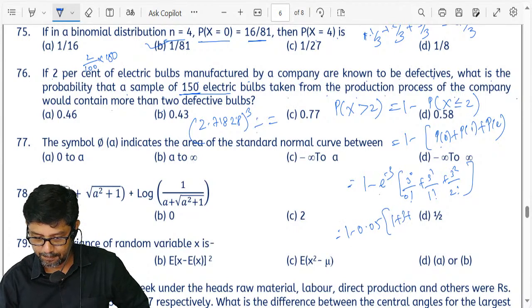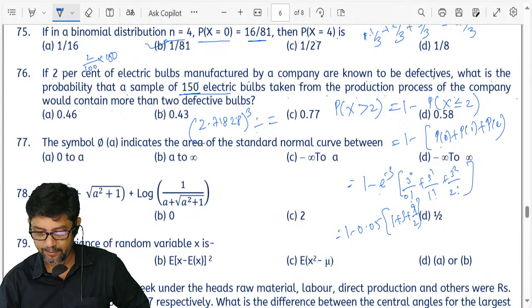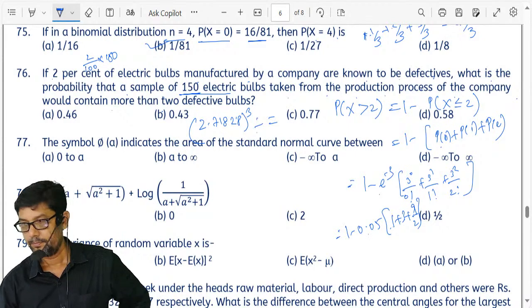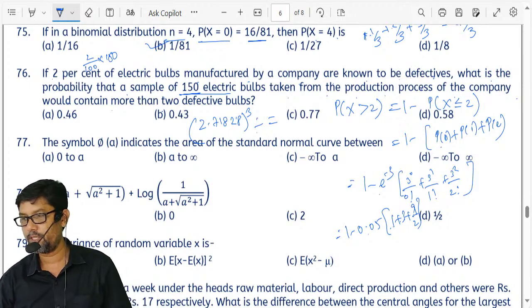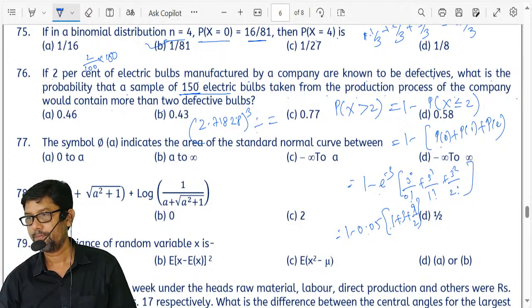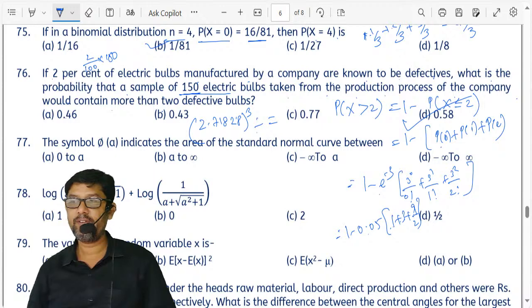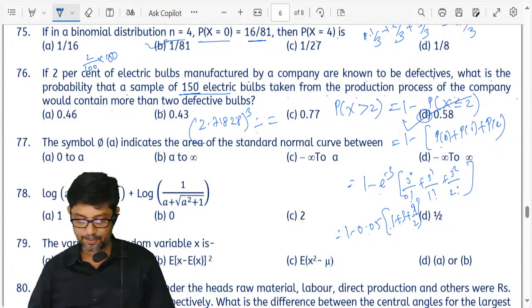1 plus 3 plus 9 by 2. 4 plus 4.5, 8.5. Tell me 8.5 into 0.05. Minus 1. 0.58 approximately. Option D. Next.